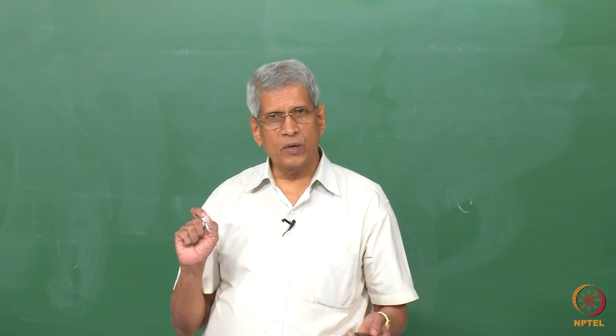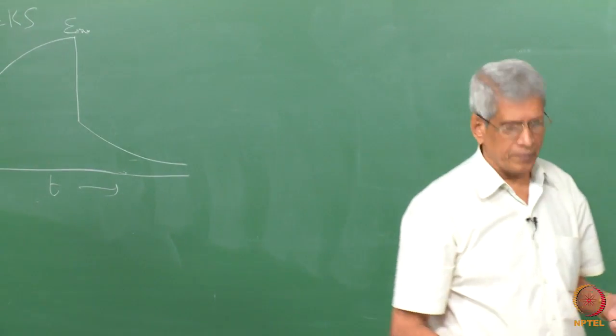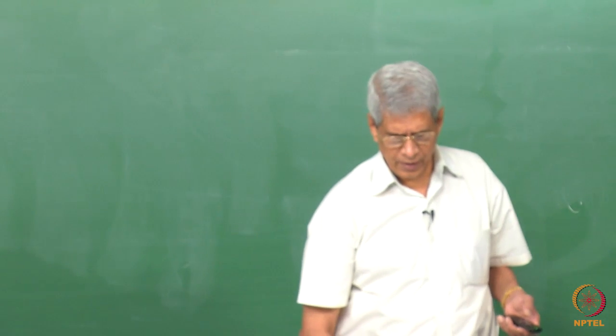And the total strain equals the elastic part plus the anelastic part. If you look at how the anelastic part will come, because this delta E max depends upon delta N, similar to this, we can write another expression for the strain itself. In any tensile test experiment which we perform, we can immediately find out, from the nature of this plot, the tau can be determined, right?